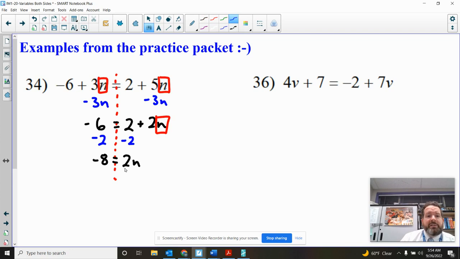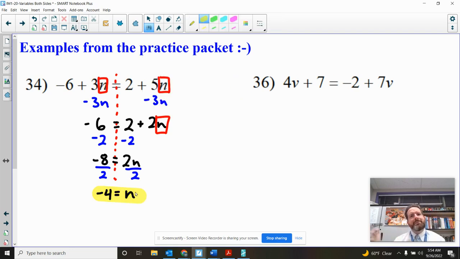And then to finish, divide by 2, divide by 2. We should end up with negative 8 divided by 2, that's negative 4. 2 divided by 2 is 1n, which is just n. And I hope that makes sense, because 1 times n, multiplying by 1 doesn't change anything, so we just write n instead.